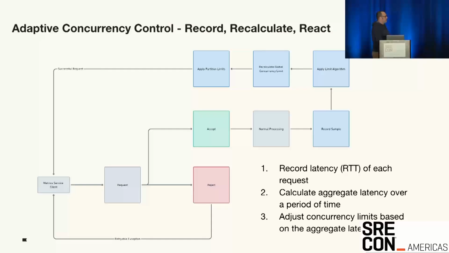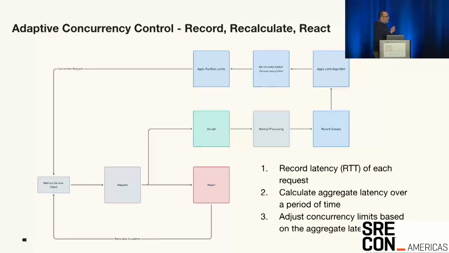Now, I know there's a lot of boxes, but let me try to unpack it here for a second. So starting at the bottom left, right? Same thing we've done already. We issue the request, accept it in green, reject it in red. Cool, we know how that loop works. Once we finish our normal processing, we measure, right? We sample how long did that request take to process.